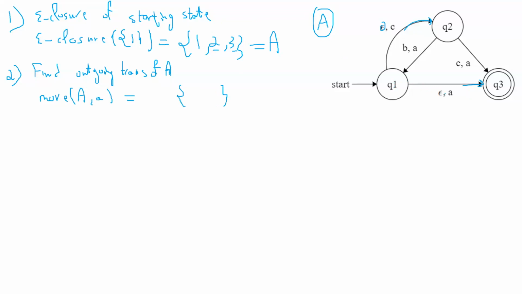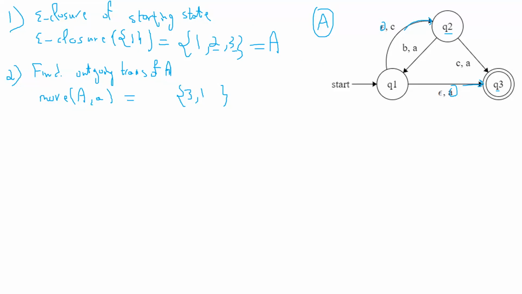See, 1 goes to 3, and that's it. 2 goes to both 1 and 3. 3 doesn't go anywhere. So this is basically it, 3, 1. Exactly, thank you. However, this isn't the complete step.